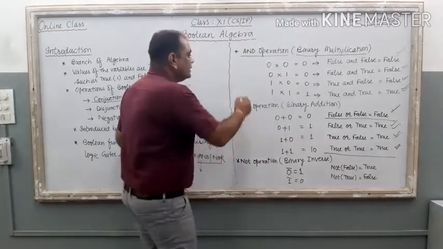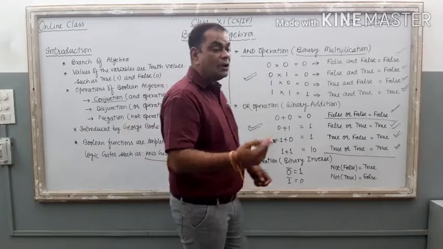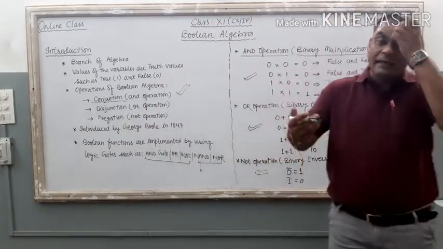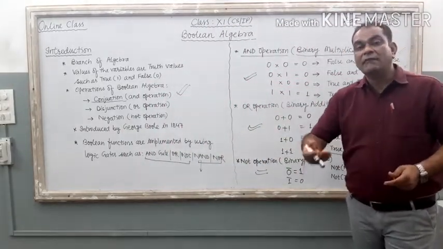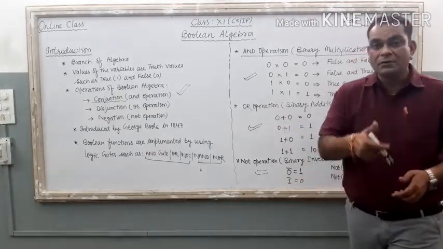Right? So here these are the three common operations that we can do in Boolean algebra with different values, with different logic gates. Right? I hope the topic is clear in your mind. Thank you. Thank you very much.